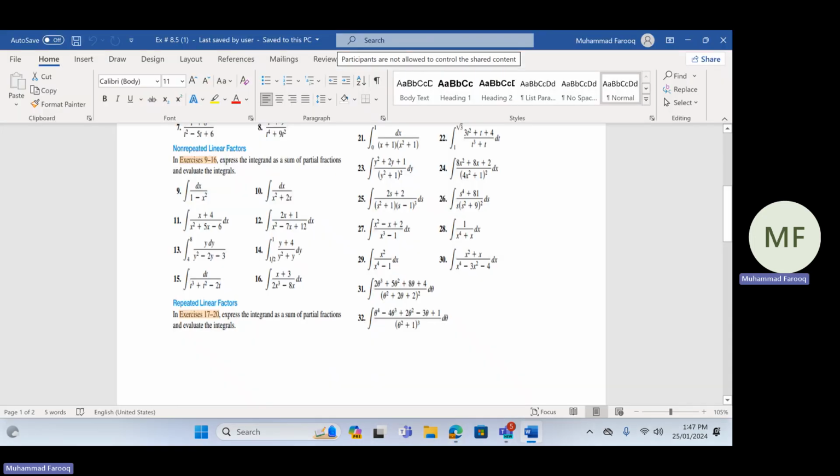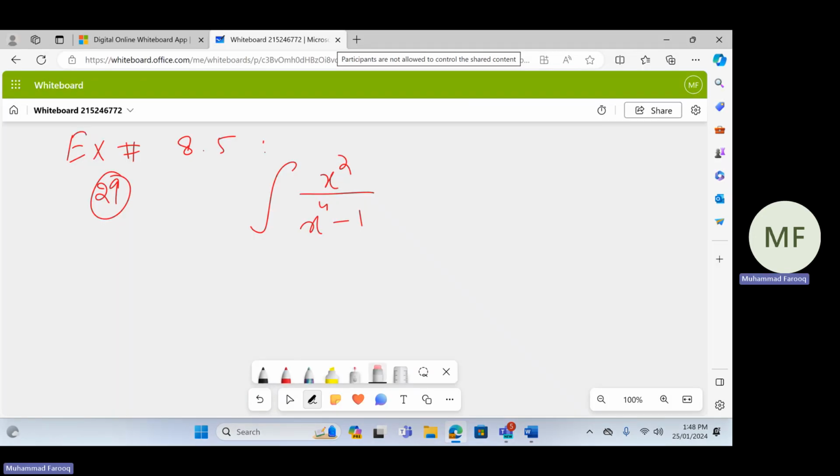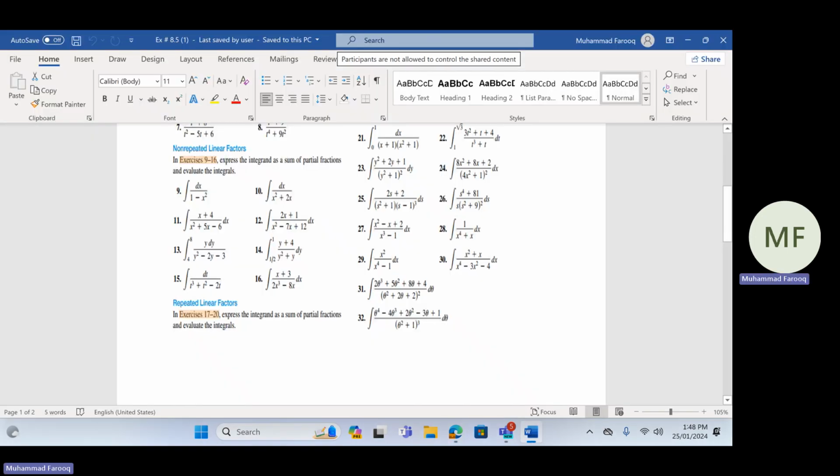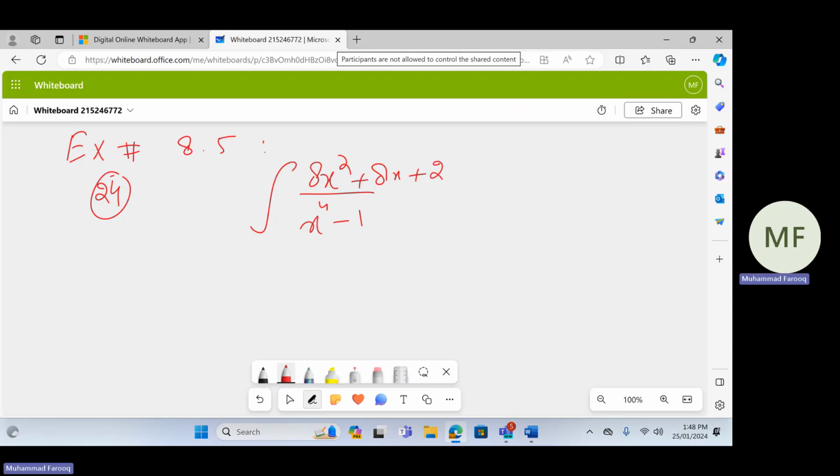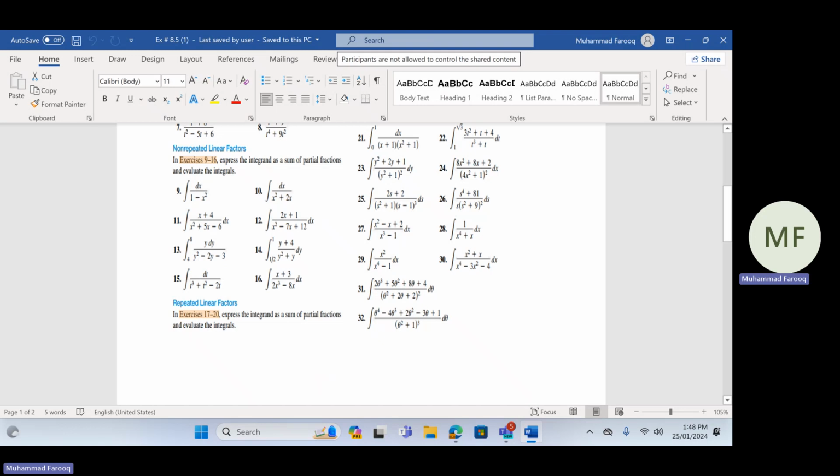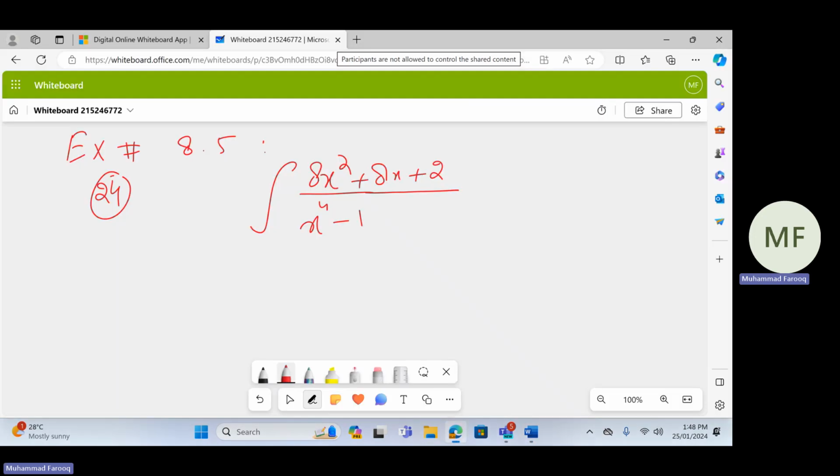Okay, I think we should go for question 24, please. 24 is: integrate 8x squared plus 8x plus 2, divided by (4x squared plus 1) squared, dx.